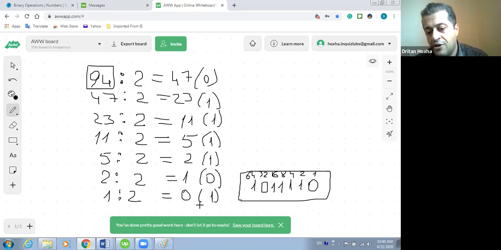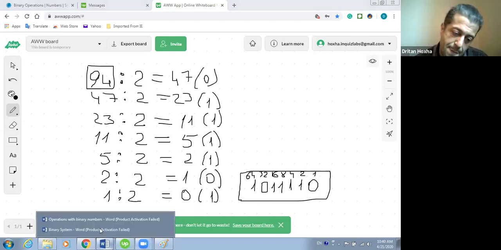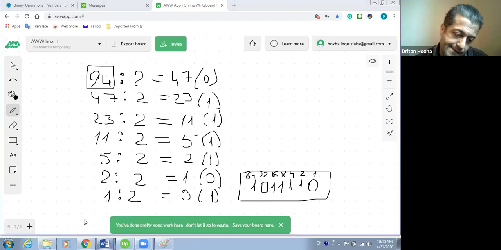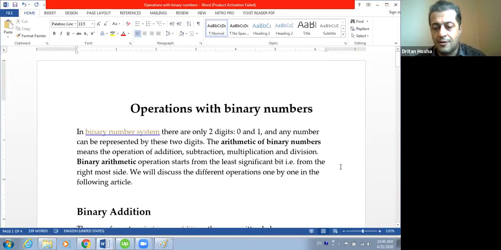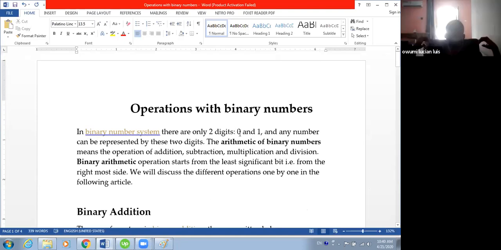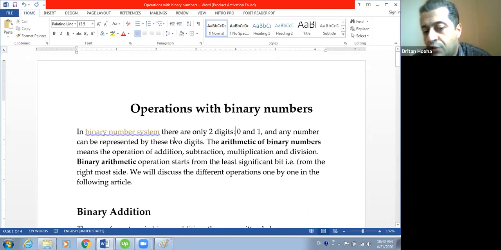Of binary numbers. Addition and subtraction. So, operations with binary numbers. It is the title or the name of the topic. In the binary system, there are only 2 digits, 0 and 1, we said last time, and any number can be represented by only these 2 digits.